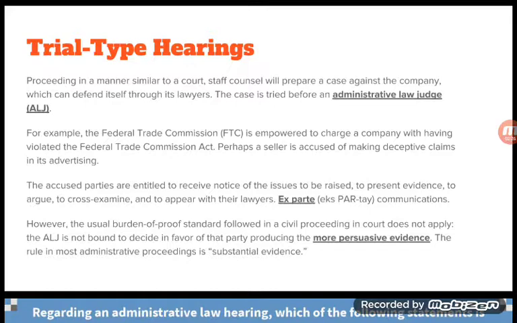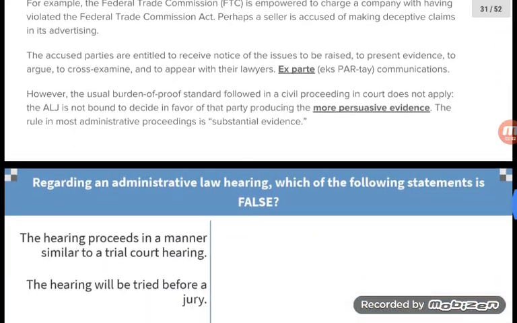However, there is a burden of proof. You've likely heard that term before on TV shows, that type of thing. The burden of proof is the level of proof that the plaintiff, perhaps the defendant, might need to bring if they're bringing their own cross-action or cross-claim. But it's the amount of proof you need to prove your case, just as a generic way to describe it. Inside of an ALJ court, it is a lower standard and only requires that the party produce more persuasive evidence than the other side. The rule in most administrative proceedings is substantial evidence.